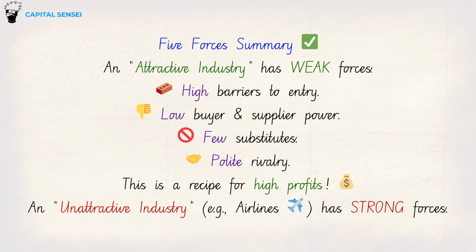When you look at an industry through this lens, you start to understand its attractiveness. An attractive industry is one where the forces are weak: high barriers to entry, low buyer power, low supplier power, few substitutes, and polite rivalry. That's a recipe for high profits. An unattractive industry, like the airline industry, has strong forces on all fronts. Okay, so that's how we analyze an industry.